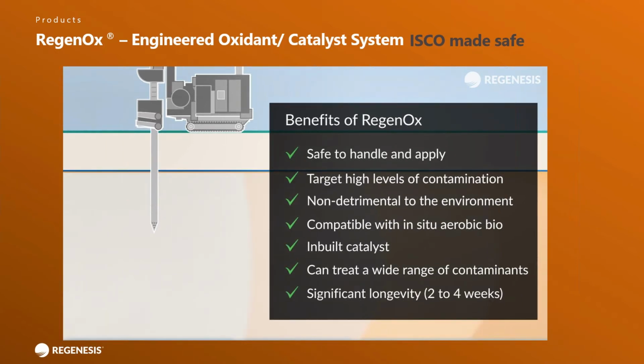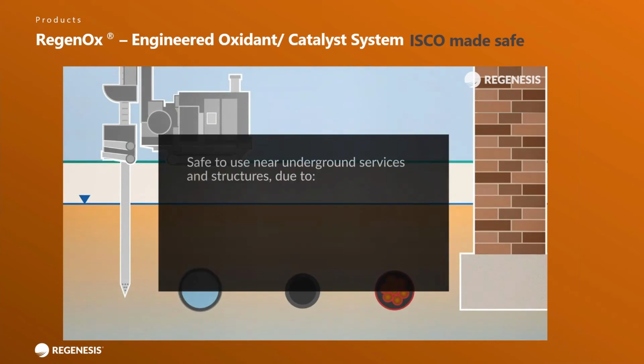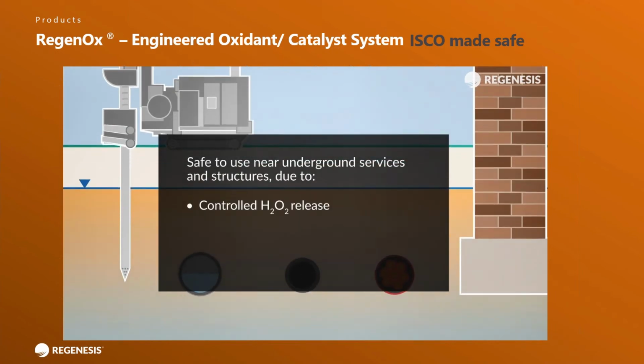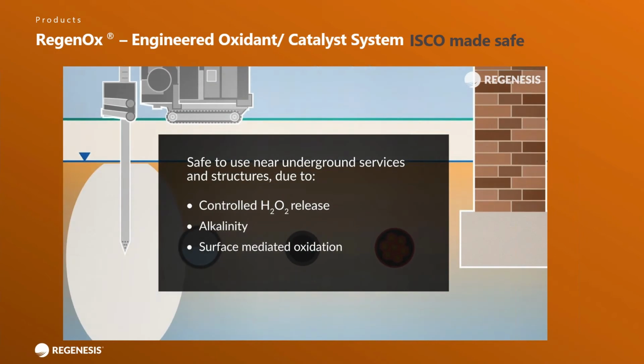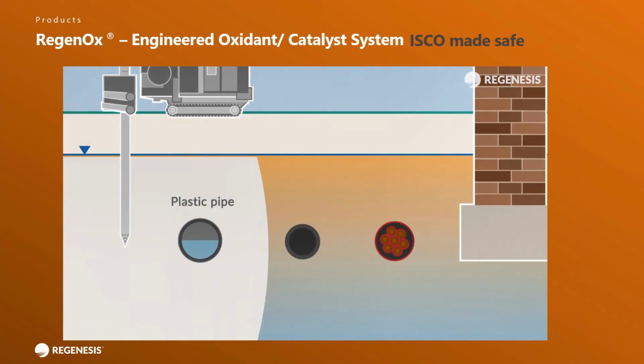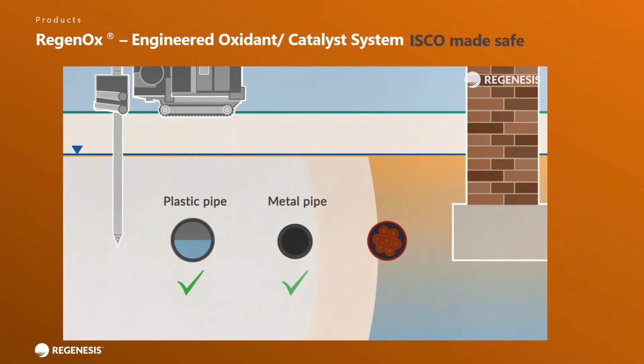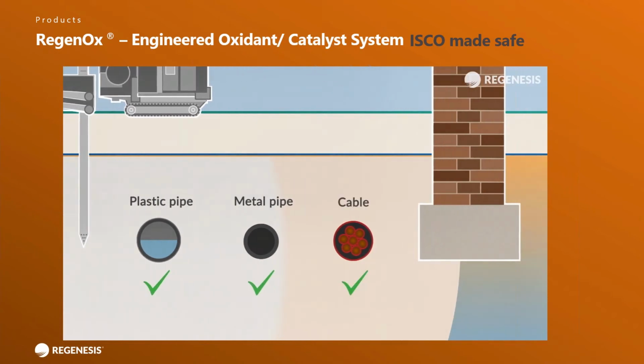better treatment efficacy. It was important here, even though we were injecting at depth, that it wouldn't impact any underground services. So this included plastic pipes, metal pipes, cables, and foundations.